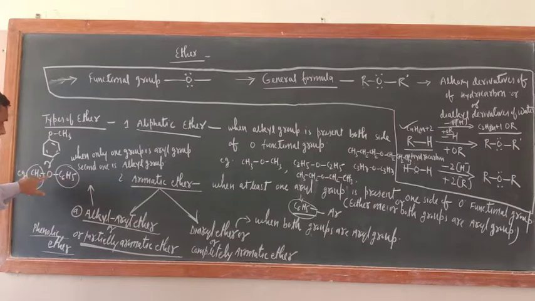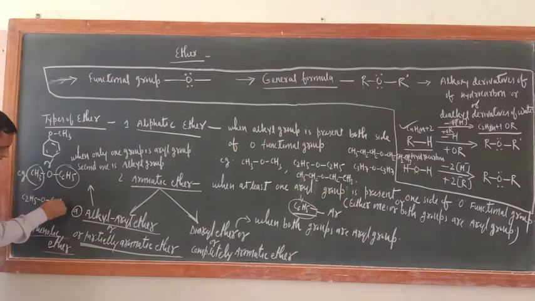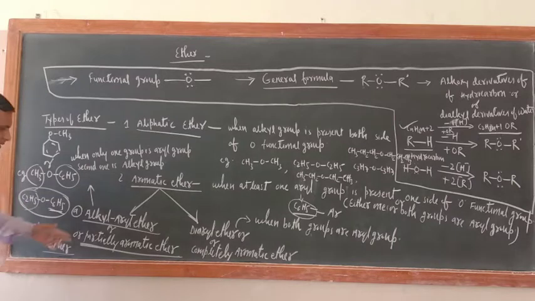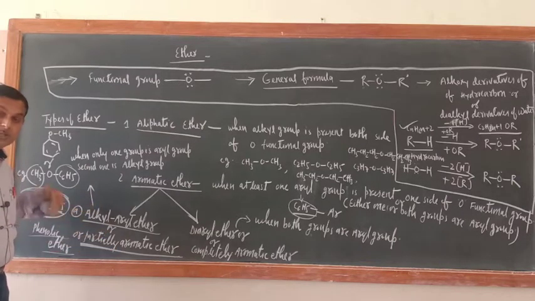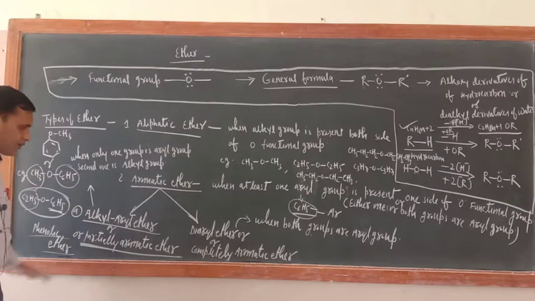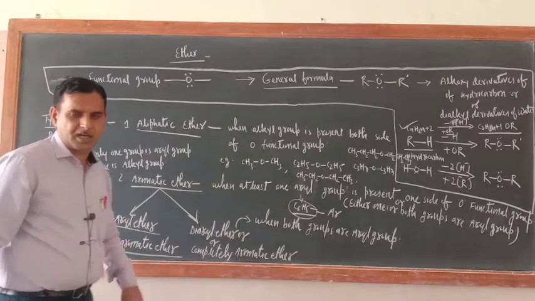Okay. Now we can write like that also. Just see, C2H5O C6H5. So here also just see, one side alkyl group, other side aryl group. So they are partially aromatic. They are not completely aromatic because still one side alkyl group is there. Okay, they are known as phenolic ether also.